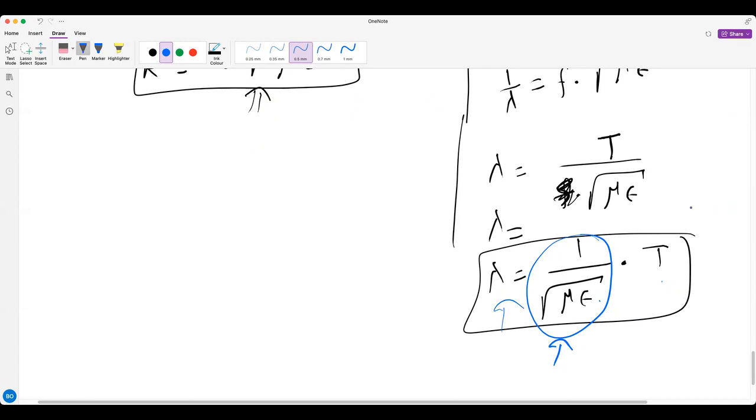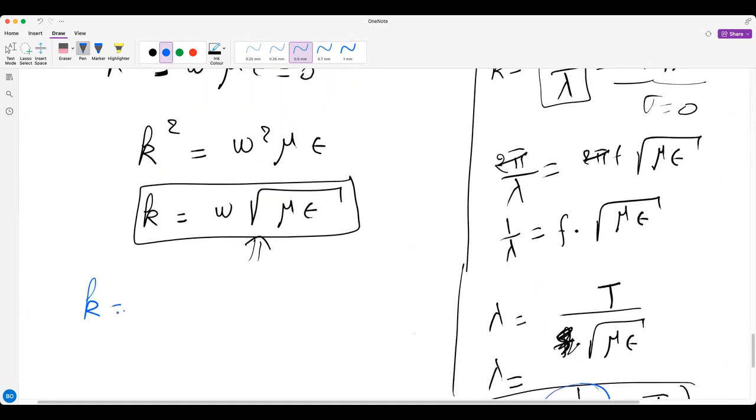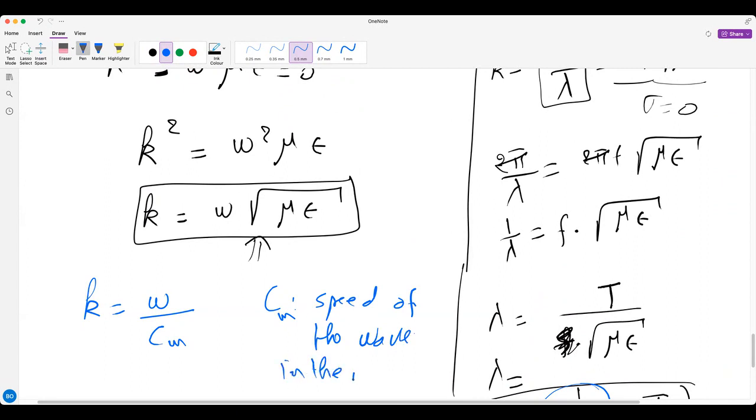Velocity, exactly. This is the speed of the wave in this material. So k is equal to omega divided by the speed of the wave, where v is the speed of the wave in the medium, in the material.